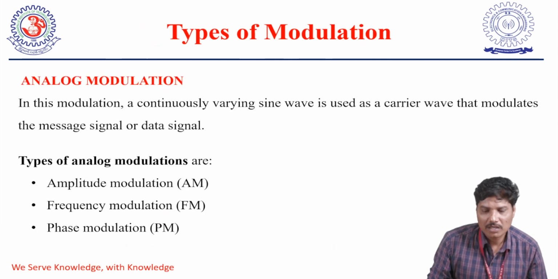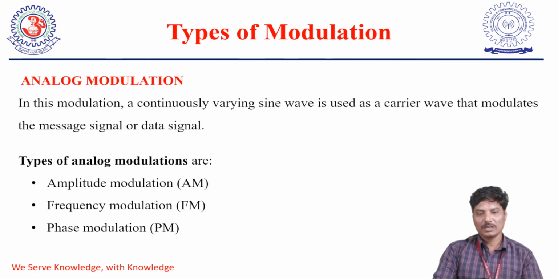We are going to see each one here, first under analog modulation, and then we go for digital modulation. In analog modulation, a continuous sine wave is used as a carrier. As already discussed, the carrier wave is a continuous wave, which is modulated in accordance with the message signal, also called the information signal, data signal, or modulating signal. Already we discussed the types of analog modulation: amplitude modulation, frequency modulation, and phase modulation.